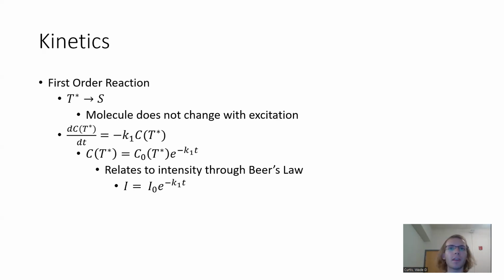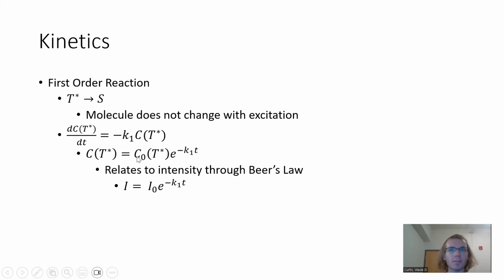To determine the rate of the decay of the triplet state, kinetics must be used. Since the reaction involves only one molecule, since triplet state decay occurs within the molecule, the reaction is first order. This results in the equation for the change in concentration over time being equal to negative k1 times the concentration of the molecule in the triplet state.